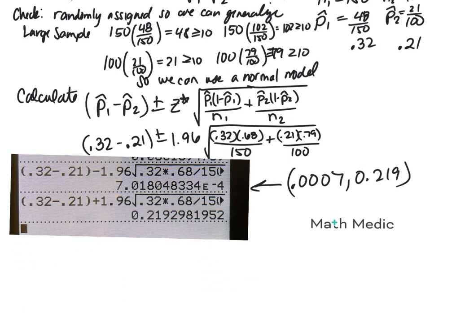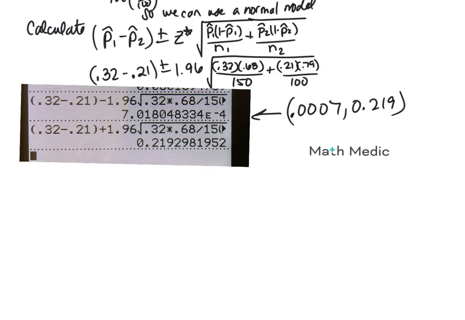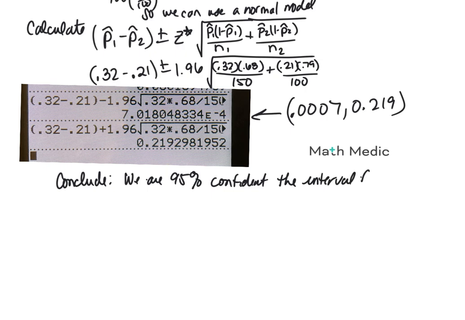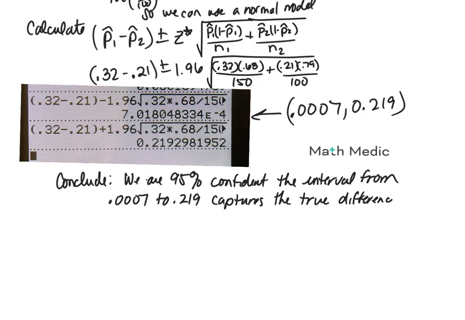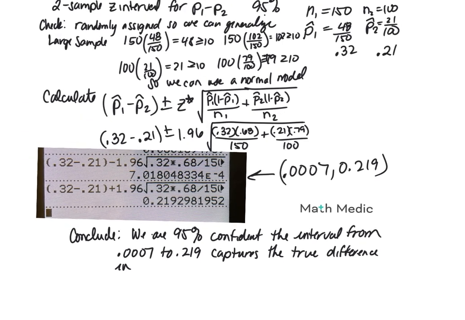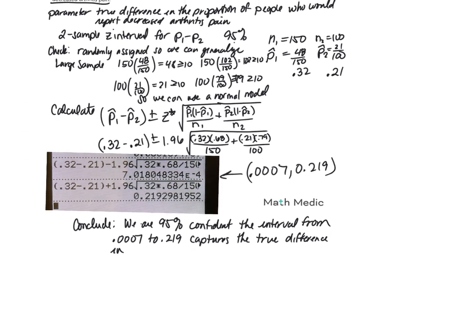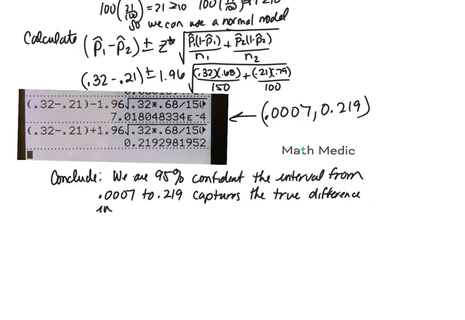Okay, and then our conclusion. We are 95% confident the interval from 0.0007 to 0.219 captures the true difference in, what did we say? Proportion of people who would report decreased arthritis pain.